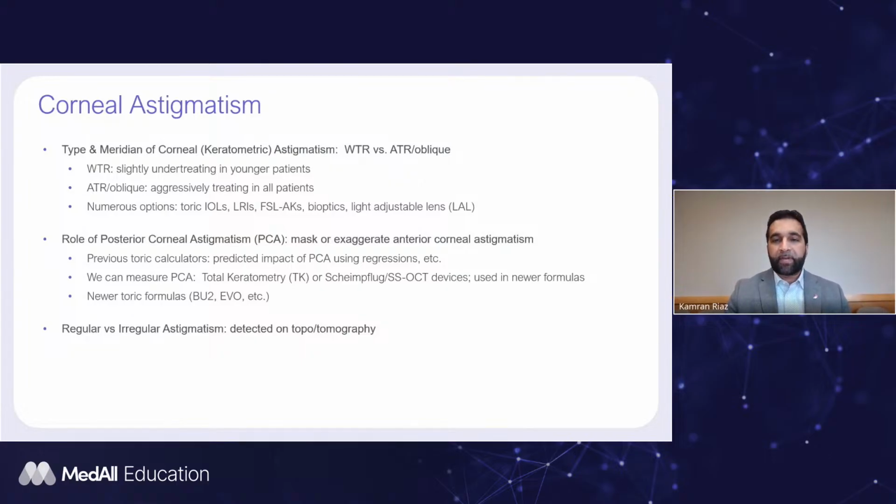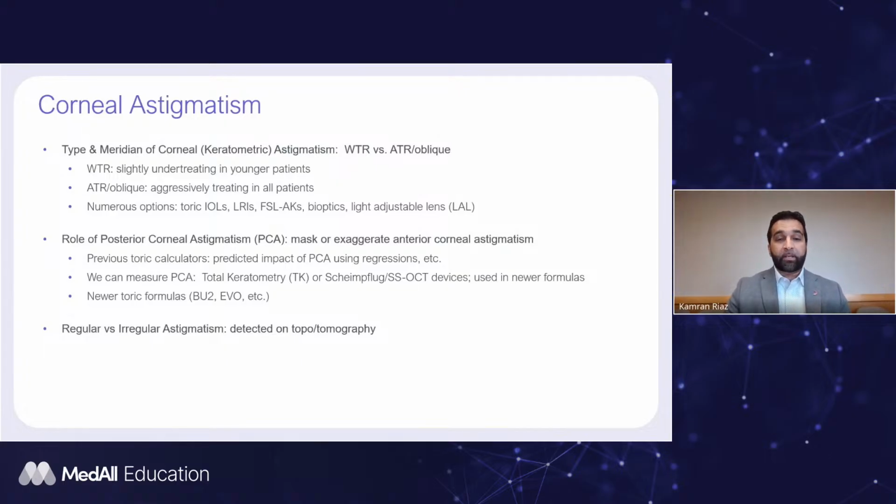We now have newer devices like the TK and Scheimpflug, which give us TCRP, which can give us some more accurate measurements. But whether or not they improve formulas remains to be seen, because the conundrum is the existing formulas were trained on anterior K measurements with assumptions about the posterior cornea. We don't really have newer modifications for some of the toric formulas, and that remains a work in progress. But in general, newer toric formulas we have do incorporate and account for posterior corneal astigmatism.